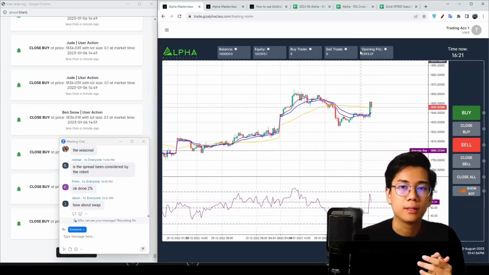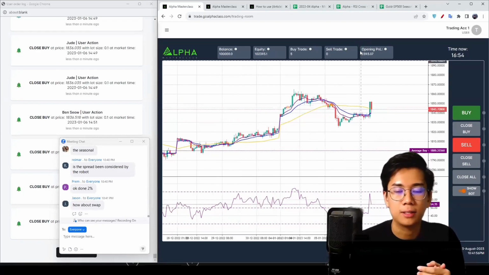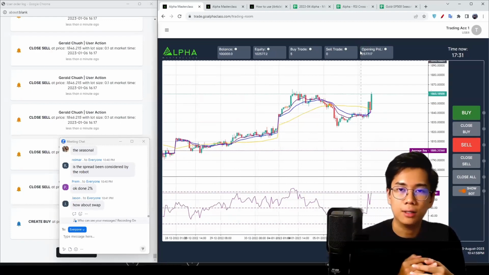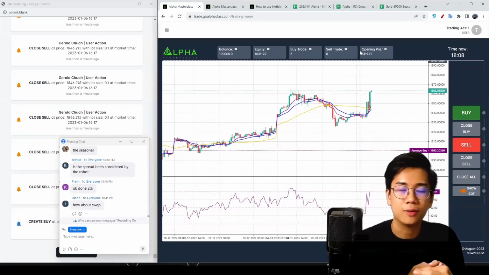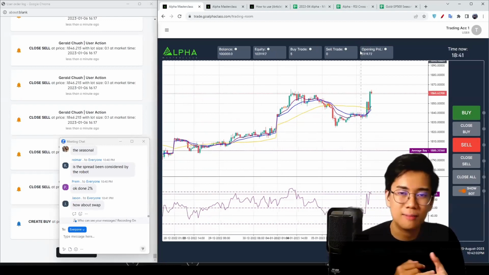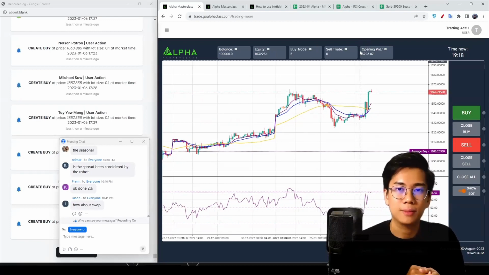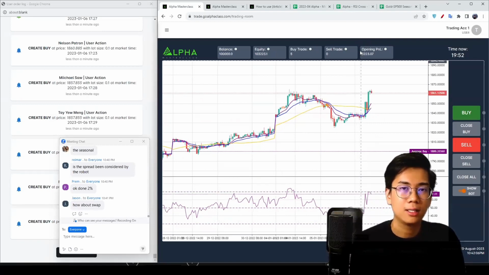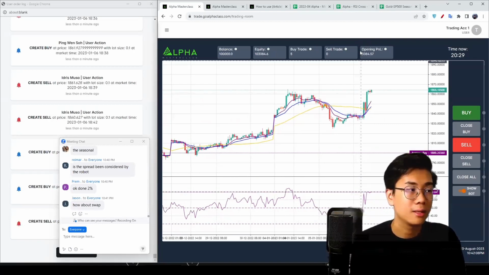How about swap? Swap is also considered in the simulation. But in the real market also, you will realize that swap is actually very minimal. Less than 1% per day. Correct? It's less than 1% per day.